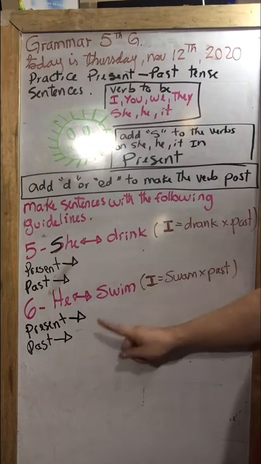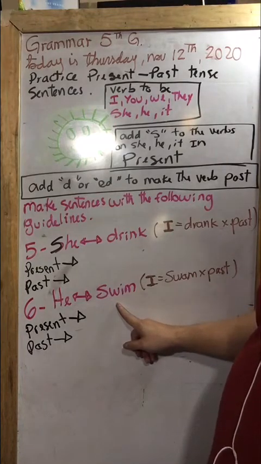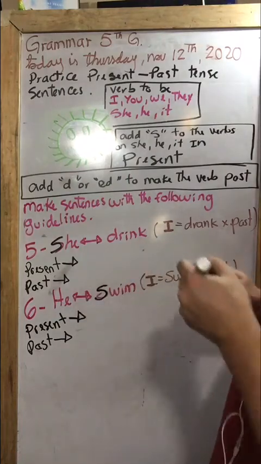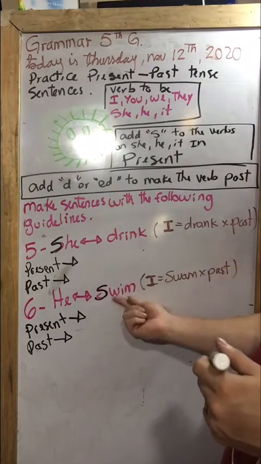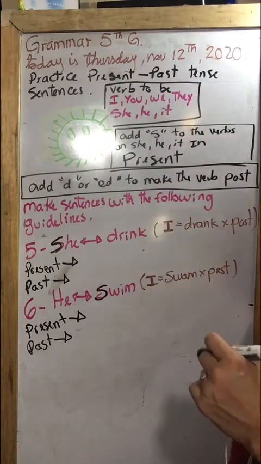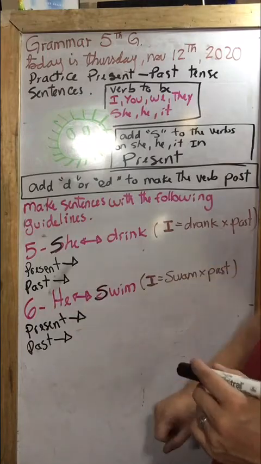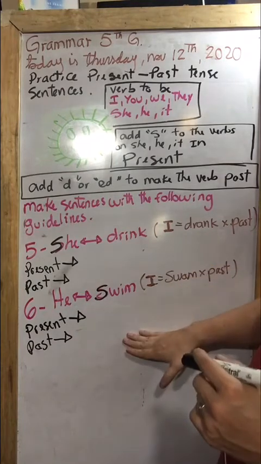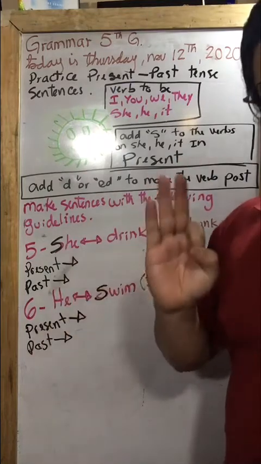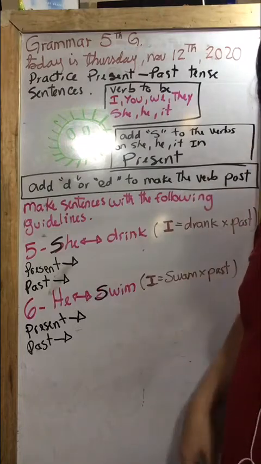And then I make my sentences. Remember, for the third person, I add S. So I'm gonna highlight my S and I'm gonna write, he swims on the pool. And for my past, he swam on the pool. So as you can see, the sentences are very simple. One more example, okay? Let's do it.